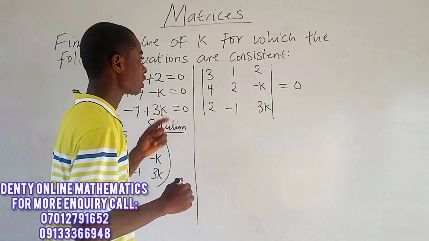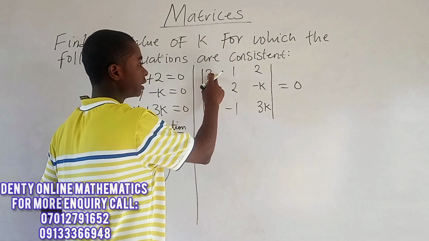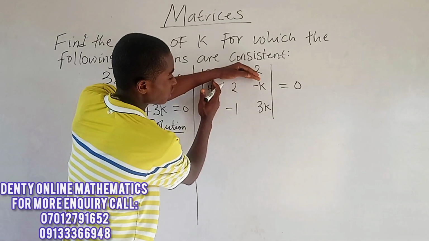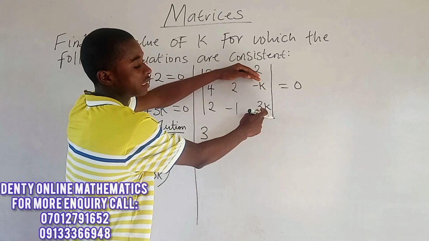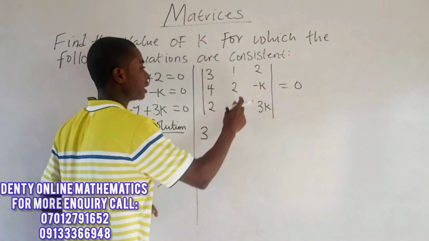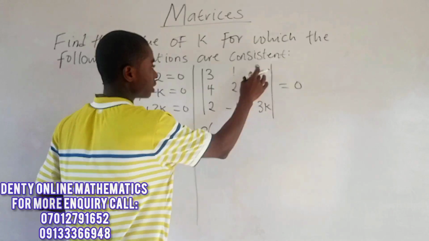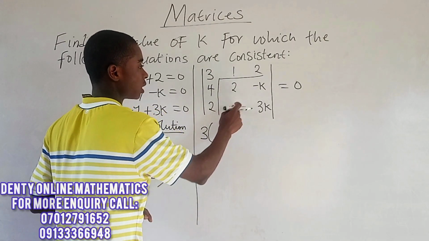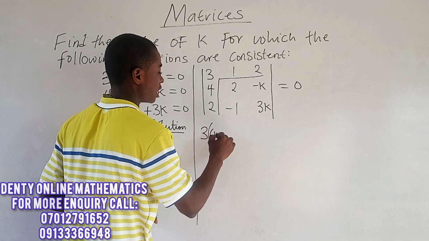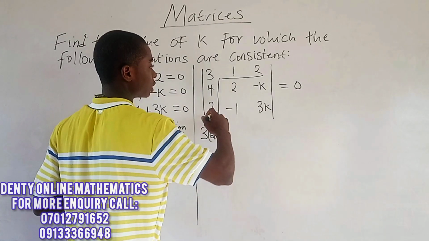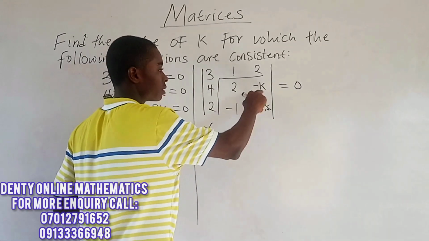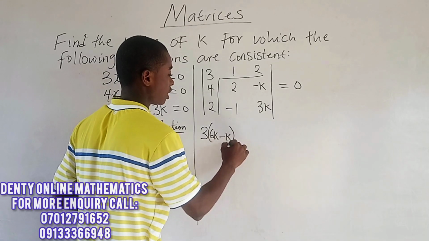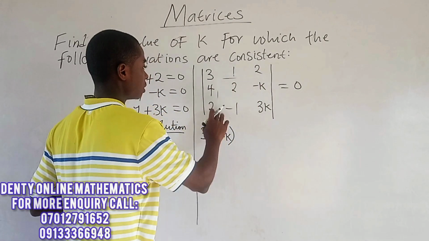Now, to take the determinant, I take the first number 3, close its row and its column. What can you see? 2, minus 1, minus k and 3. So I'm going to have 3 times the determinant: 2 times 3k will give us 6k. When you take the next one, it's always minus. So I have minus 1 times minus k. It's supposed to be plus k, but because of the cofactor sign, I'm going to have minus k instead of plus k.